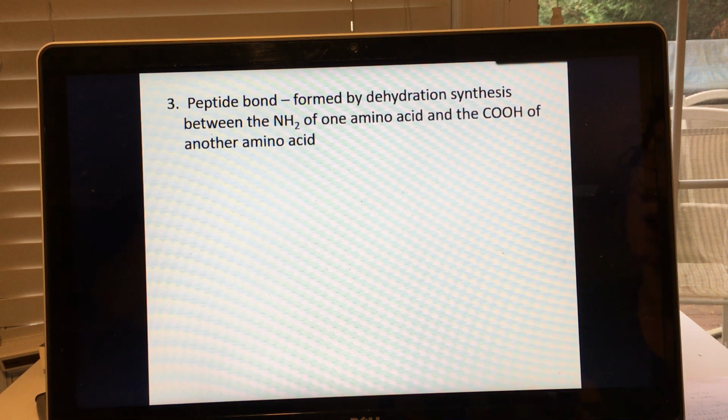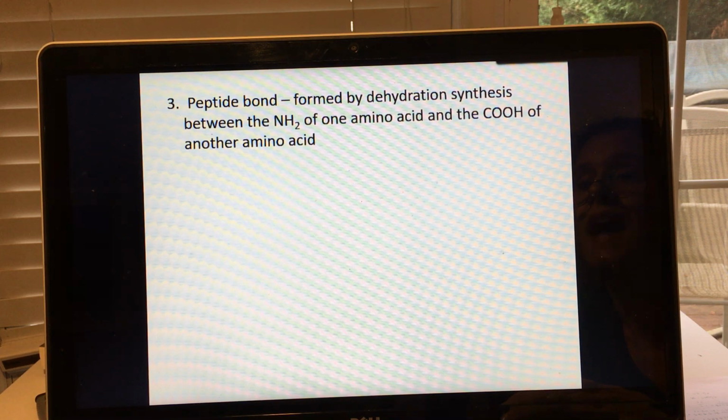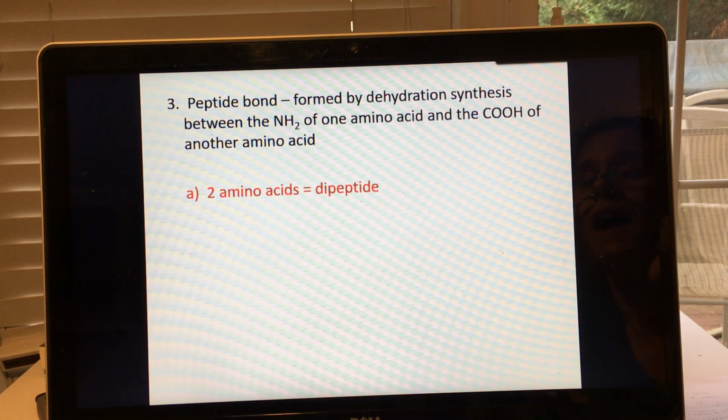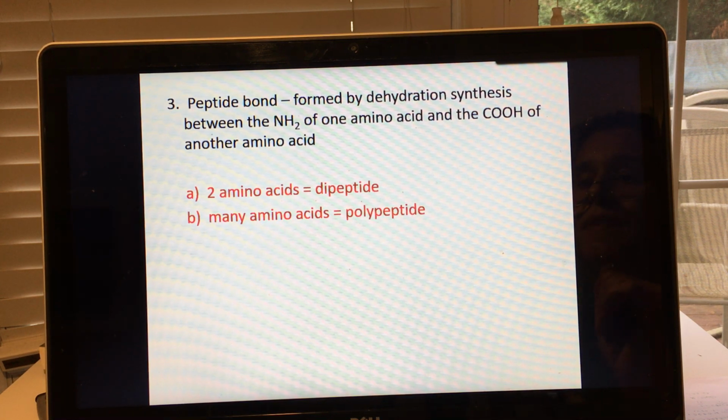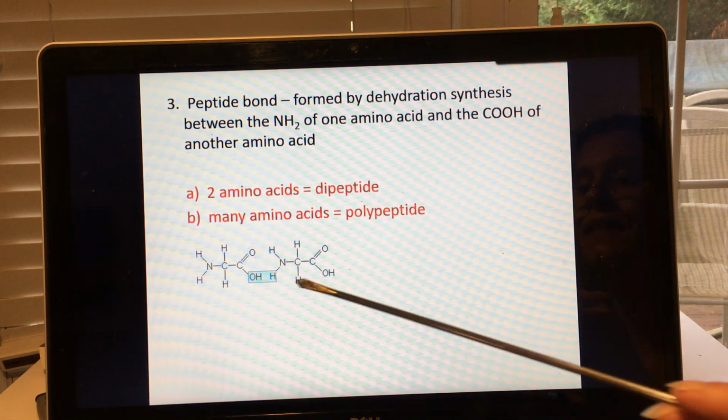Now, how do we get long polymers from that monomer? Well, we bond them together by dehydration synthesis. Dehydration synthesis happens between the amine group of one amino acid and the carboxyl group of the other amino acid. And obviously, if we're going to make water, the OH comes off the carboxyl group, and one hydrogen comes off the amino group to make a water. And when you have two amino acids bonded together, you have what is called a dipeptide, and many together is called a polypeptide.